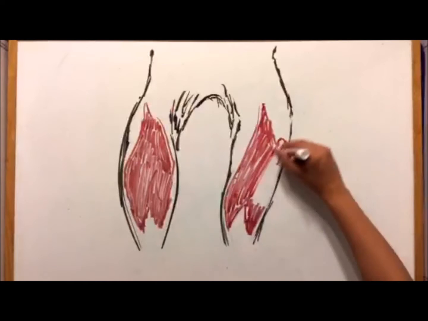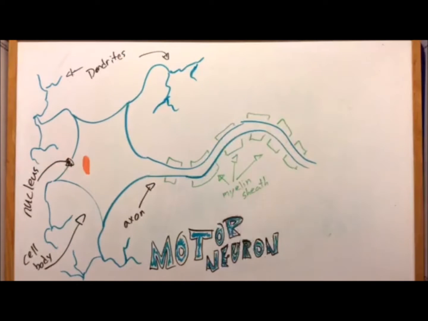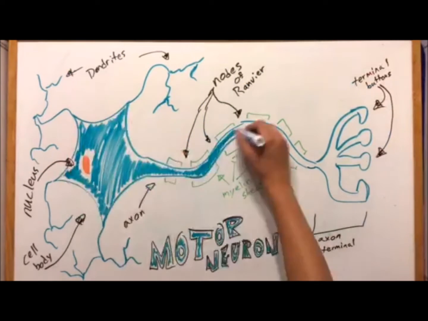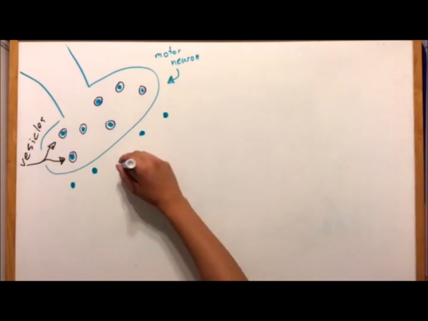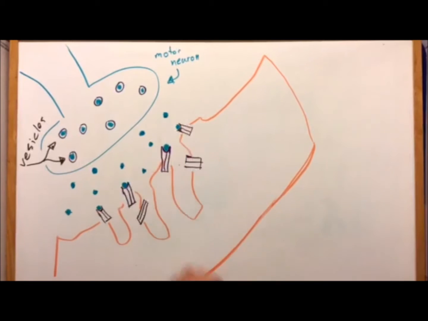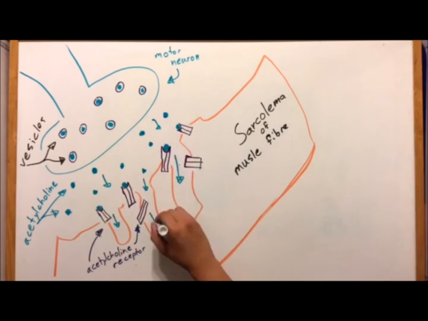Contraction of skeletal muscles is initiated by the action potential from the nervous system. The motor neuron carries the action potential impulse from the CNS to effectors until it meets a neuromuscular junction. The neurotransmitter acetylcholine is released into the gap between the axon terminal and sarcolemma of the muscle fiber. The acetylcholine binds to receptors on the sarcolemma.